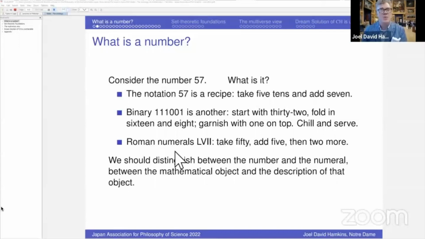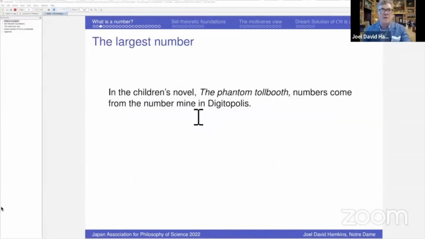So I want to distinguish between the number and the numeral, of course, between the object and the description of that object. The numeral is the description, but the number itself isn't this kind of symbolic or syntactic thing. When I was a child, I read a book called The Phantom Tollbooth. It's a fantastic book. I highly recommend it. Numbers come from the number mine deep underground and under the city of Digitopolis. And in the mines, they found the largest number, the biggest one. They announced the largest number had been found.